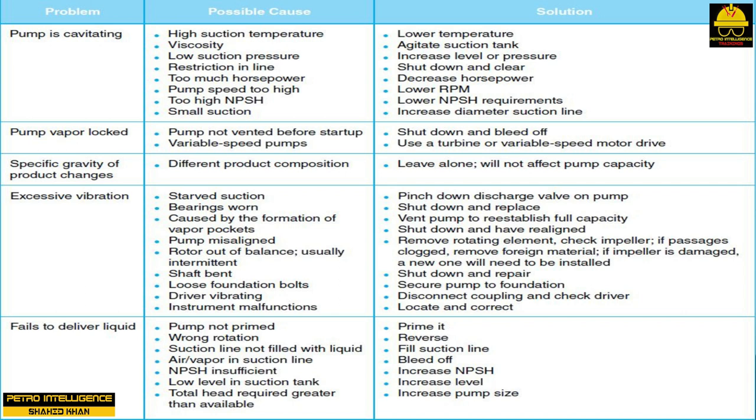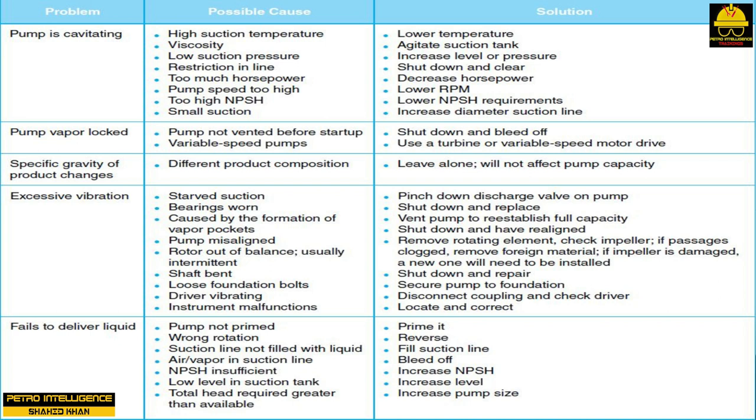If pump is vapor locked, possible cause might be pump not vented before startup or pump is variable speed. To solve this, shut down and bleed off or use a turbine or variable speed motor drive. Specific gravity of product changes, possible cause might be different product composition. The solution is leave alone, will not affect pump capacity.